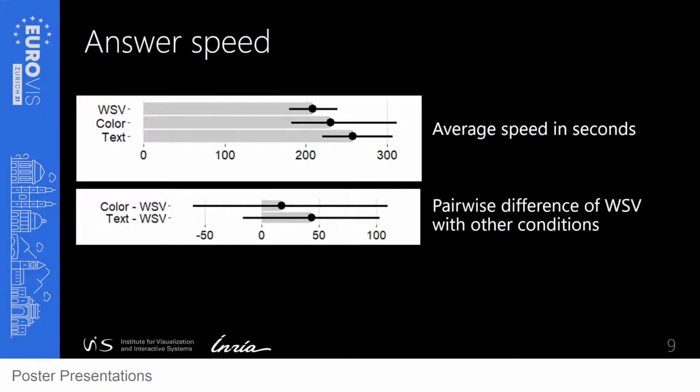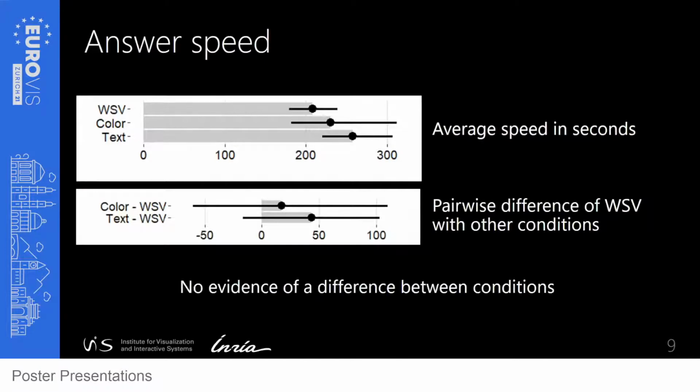First, we were interested in the time it took participants to answer the questions. As for speed, here is in seconds on average with 95% confidence intervals, how long it took participants in each condition to answer the questions and the pairwise difference. We see that there is no evidence that the answering times differ between the conditions.